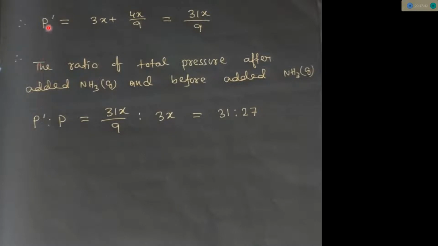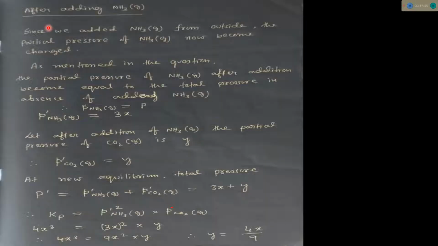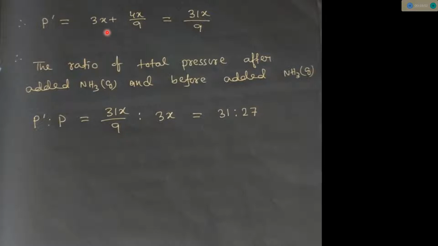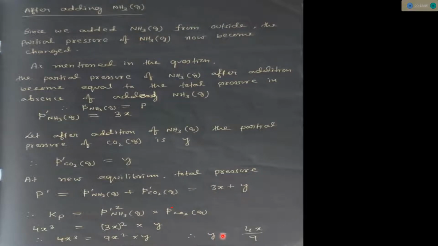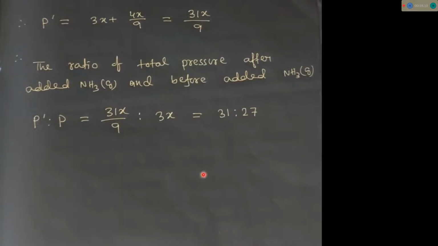Now the total pressure after adding ammonia. Total equilibrium pressure after adding ammonia, that is capital P prime, is the new partial pressure of NH3 gas plus the new partial pressure of CO2 gas, that is 3x plus Y. So in place of Y we are writing here 4x by 9, since we just calculated the value of Y is 4x by 9. So putting the value 4x by 9, that is 31x by 9.